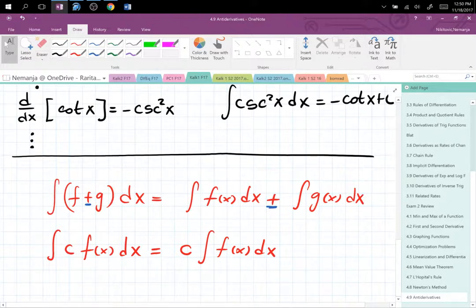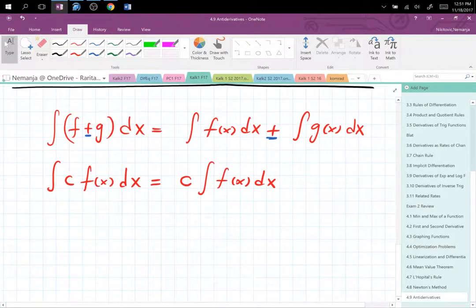And now all we need to do is 5,000 examples. And if we get the chance, we'll also calculate value for C. You can calculate C if you get something that's called initial condition.